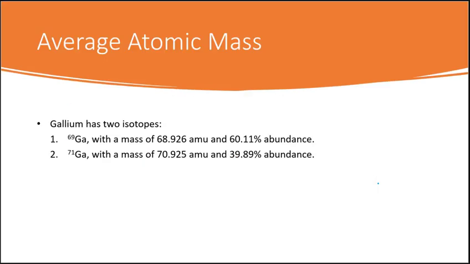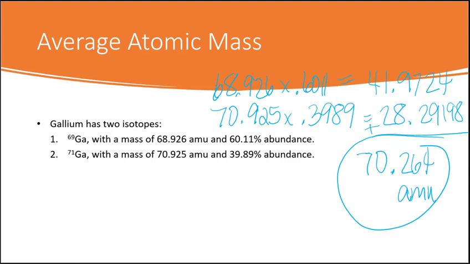Let's try another example. Gallium has two isotopes. One has a 60.11% abundance, the other has an almost 40% abundance. See if you can set this up. So pause the video here, give this a practice, and I will have the answer in just a second. Check to see if you got the same answer I did. Again, I went to 3 decimal places just because my question that I started with went to 3 decimal places. And I got an average atomic mass, or AMU, average atomic mass units, of 70.264.